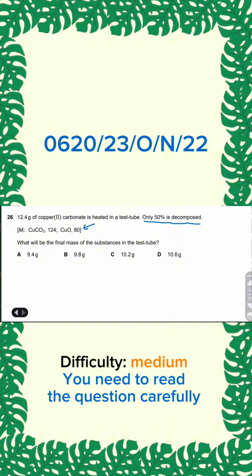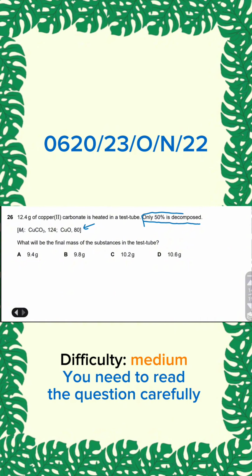Okay, so this question is tricky because of the statement. It is very misleading. And that's because they want the final mass of the substances. The final mass is everything, not just the product. So, the equation is copper carbonate decomposes to copper oxide and carbon dioxide. We need to find the mass of these two and then add them up to get the final mass. Since carbon dioxide is a gas, it won't be in the test tube, so we don't need its mass.